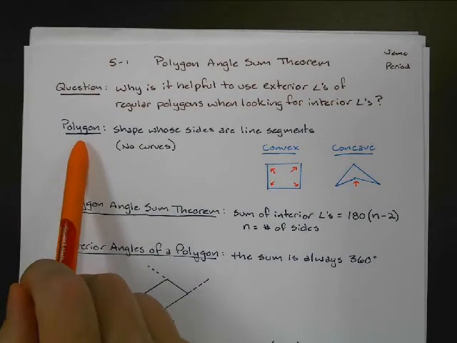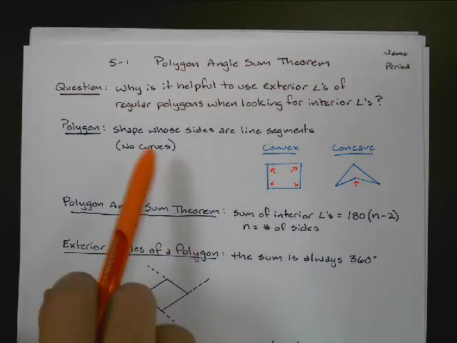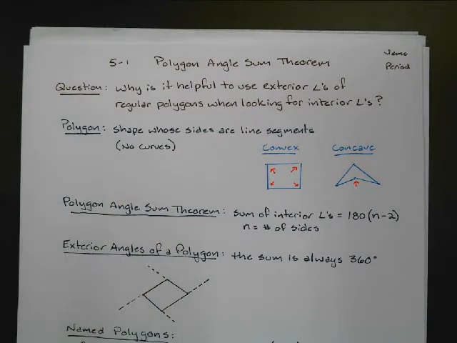All right, so the word polygon. Basically, a polygon is a shape whose sides are line segments. So we can't have curves. Like a rectangle, that is a polygon because its sides are line segments. And a triangle and an octagon and all that other stuff. Now, there are 2 types of polygons.